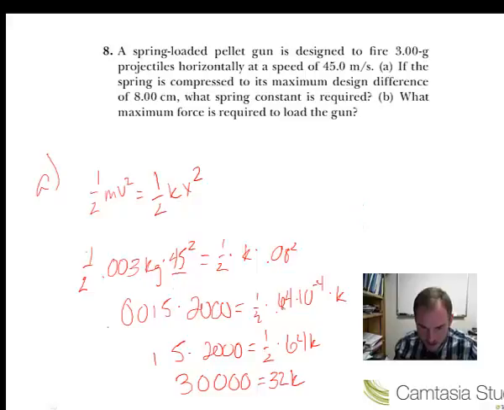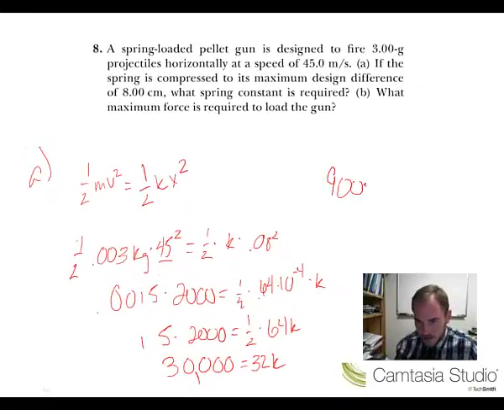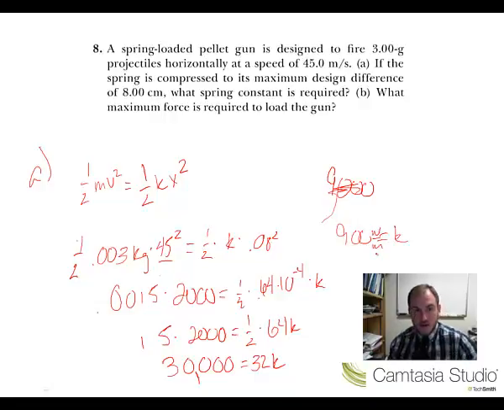So dividing 30,000 by 32, it'd be close to 1,000, a little bit less. So let's call it like 9,000. Sorry, 900. Goodness. Cross that out. 900. Good. Units, newtons per meter. Alright.